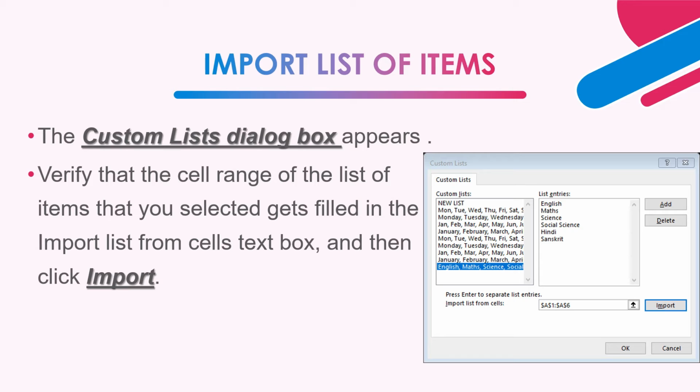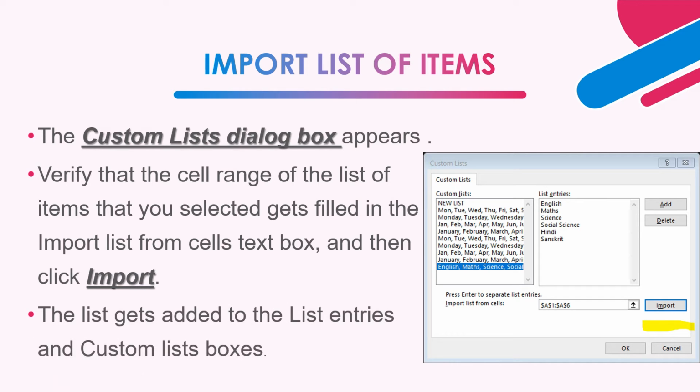That is, you have to verify whether the list of entries is correct or not. See here, what we have selected in the first cell gets entered here: English, Maths, Social, Science, Hindi and Sanskrit. So the list of entries is correct now. Then you have to verify that the list is correct, and then click the import button. See, the import option is available, so you can click import here.